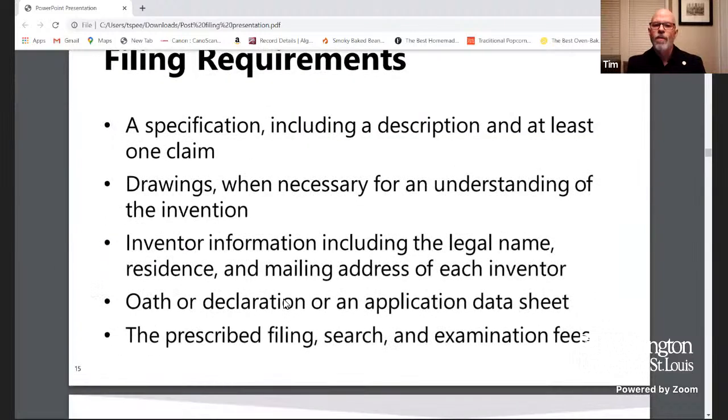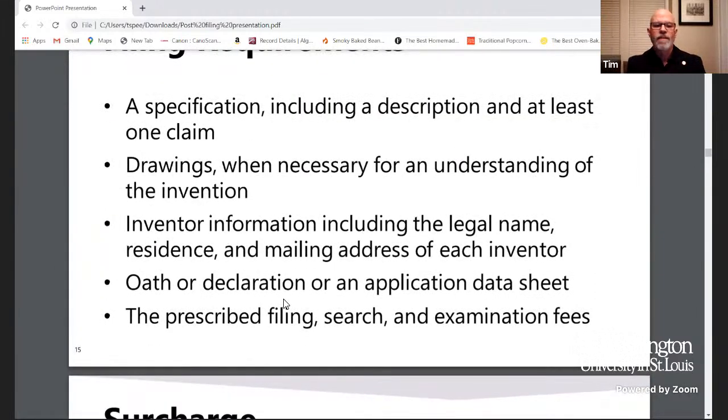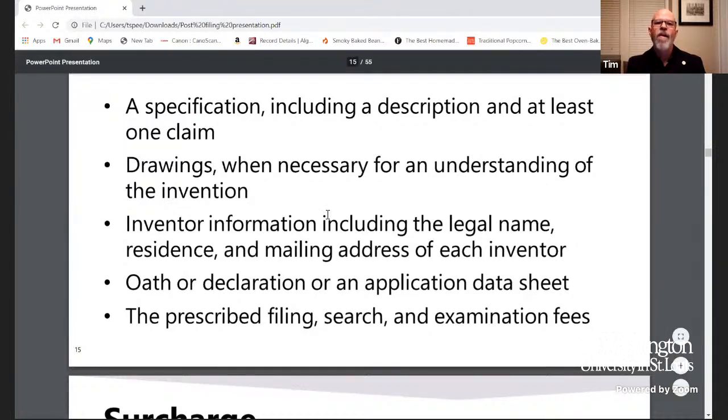So let's go through refiling requirements. And please, if anyone has any questions, jump in and ask. I'd be happy to take any questions if anyone has anything.